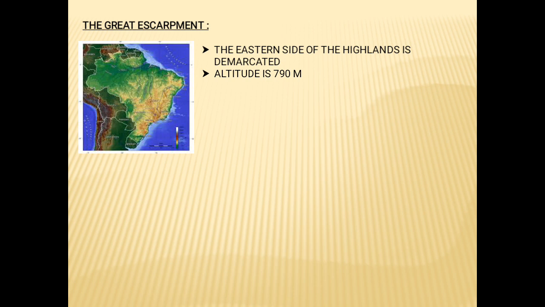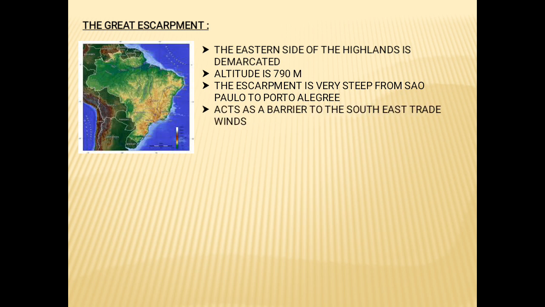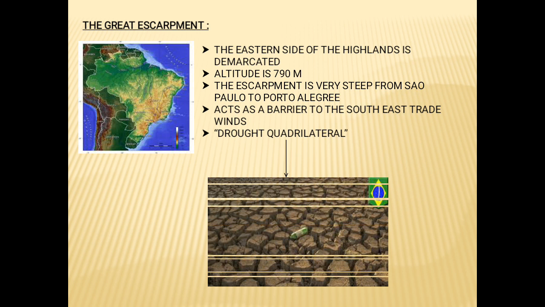In some regions, the height decreases gradually. The escarpment is very steep, particularly from Sao Paulo to Porto Alegre. The escarpment acts as a barrier to the southeast trade winds, giving rise to a rain shadow area in the northeastern part of the highlands. The region to the north of this area is called the drought quadrilateral. Let's see the picture of the drought quadrilateral.